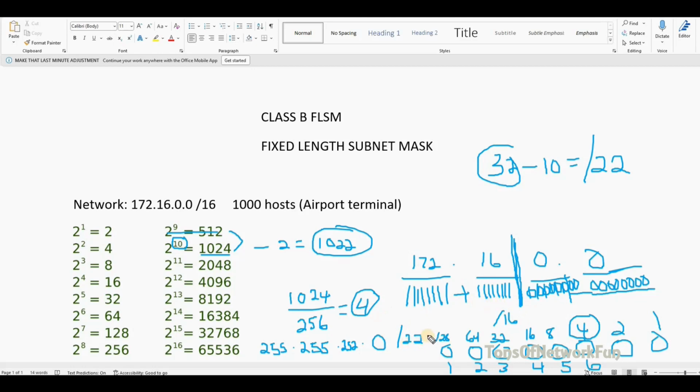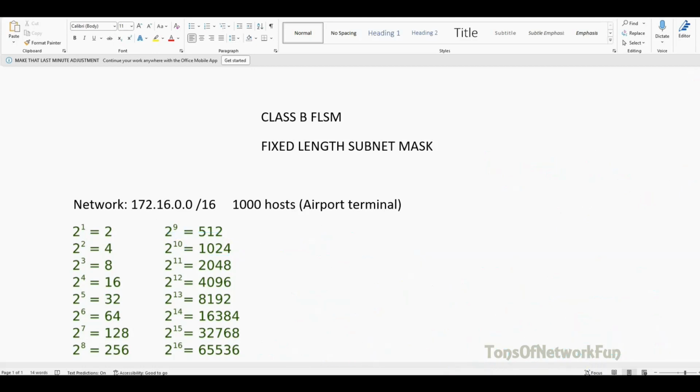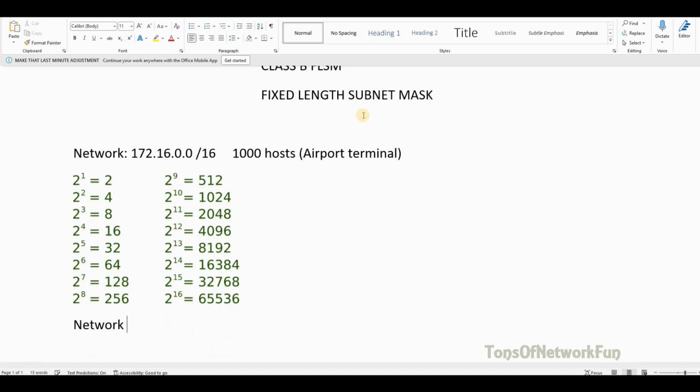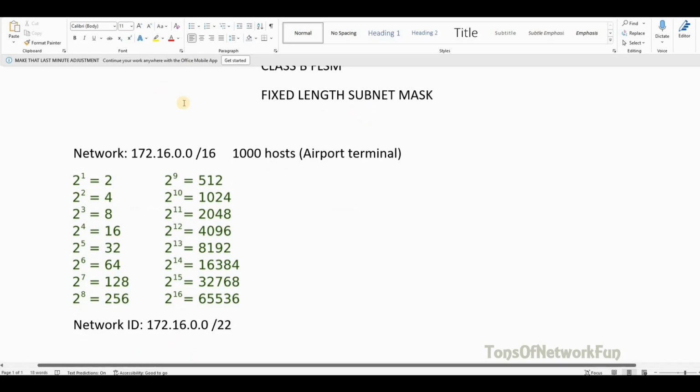So we are done with our calculation. We have the network ID, broadcast ID, new slash value, and the subnet mask written like this. We can easily work this now. So our network ID is going to be the same as what we have, 172.16.0.0, but our new slash value is slash 22. This is what was given to us. Now it's changed to slash 22.